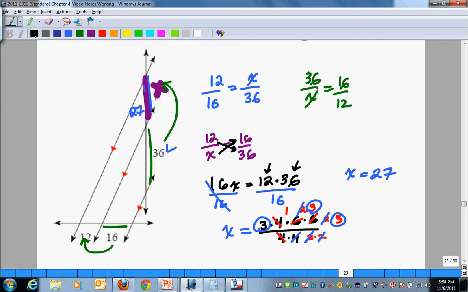So let's check and see if this actually works. 12 over 16 equals 27 over 36. 4 goes in here 3 times. 4 goes in here 4 times. 9 goes in here 3 times. 9 goes in here 4 times. They both reduce to 3 to 4. So that's a correct ratio.